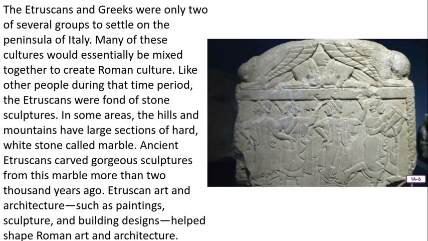Like other people during that time period, the Etruscans were fond of stone sculptures. In some areas, the hills and mountains have large sections of hard white stone called marble. Ancient Etruscans carved gorgeous sculptures from this marble more than 2,000 years ago. Etruscan artists in painting, sculpture, and building designs helped shape Rome's art and architecture. So you can see this artifact that they've found. This is a real artifact from the Etruscan people.